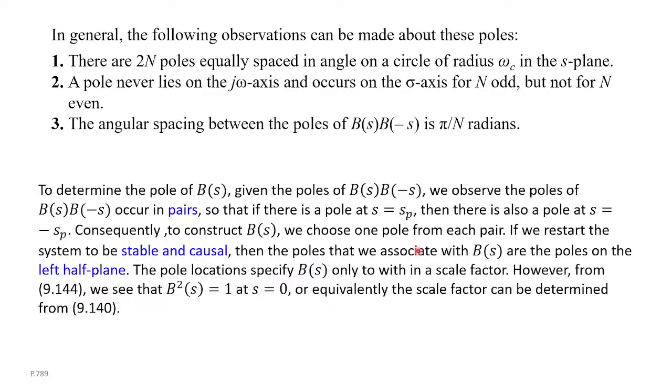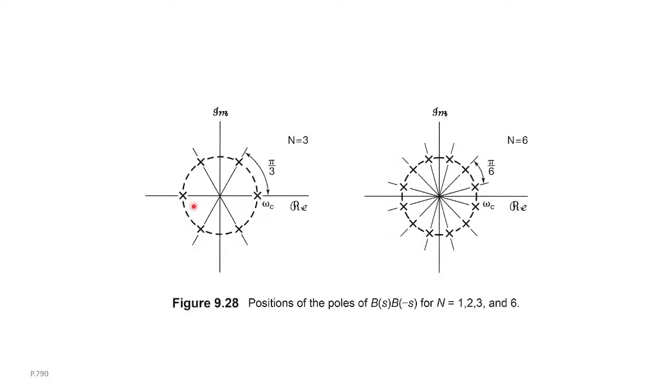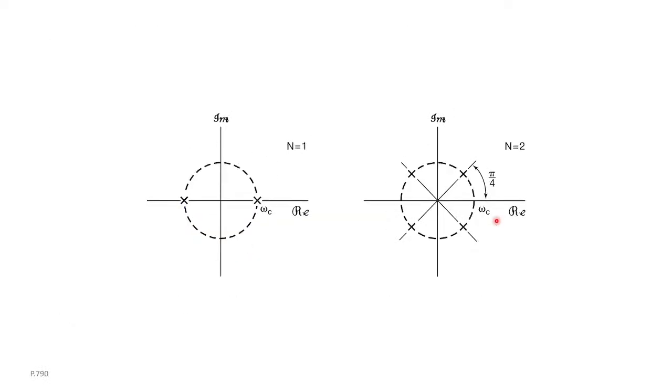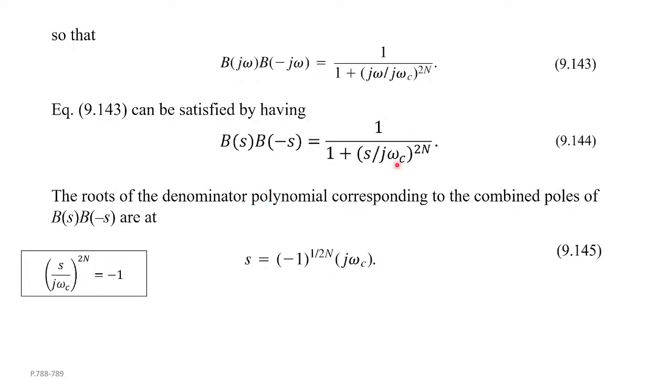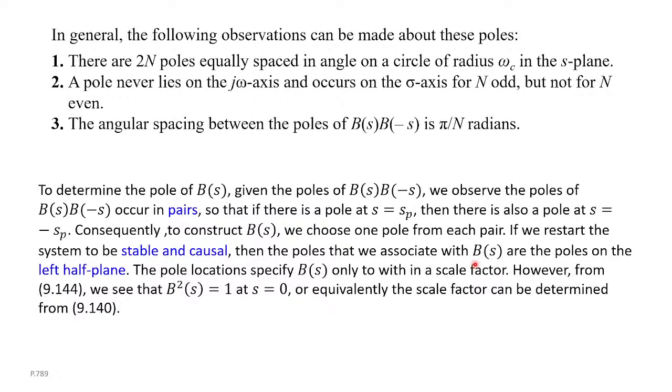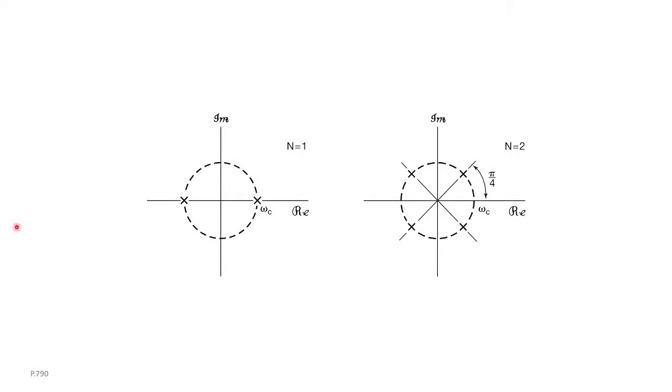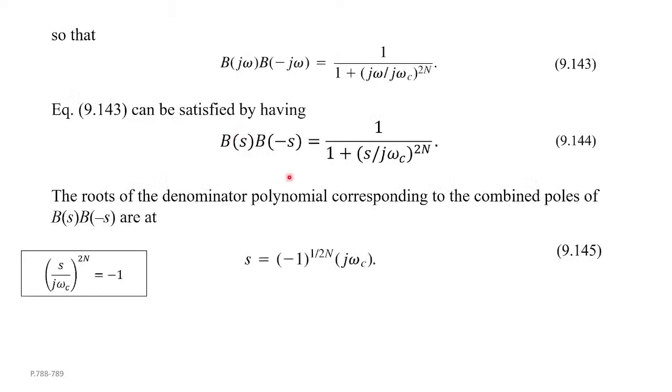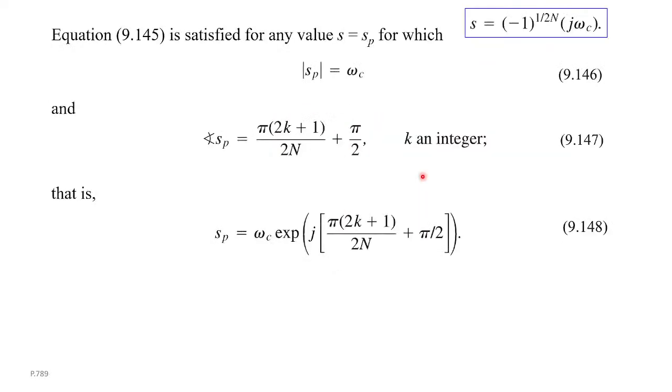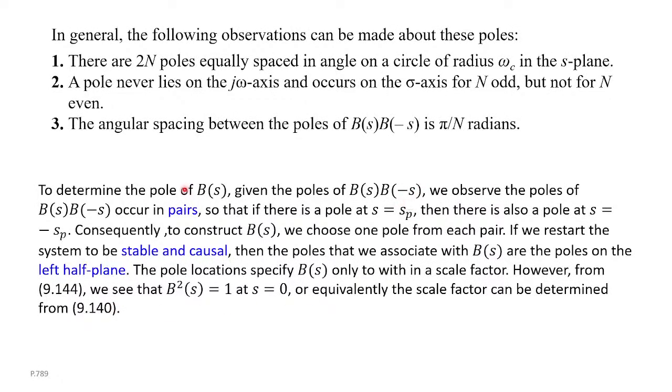Anyway, that's what the poles look like. They are on a circle. And what we really want to know is, they are actually the poles of B of S times B of minus S, and what we want to find are the poles of B of S. Okay. So what are the poles of B of S? Oh, also, I guess we also see that these things don't have zeros. So we just want to find the poles of B of S, not zeros. There will be no zeros of B of S.